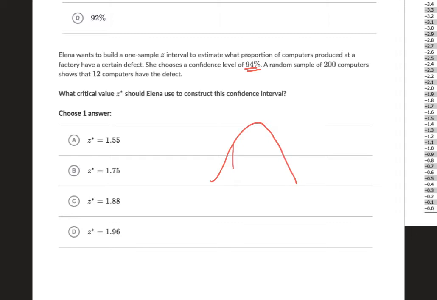If we're trying to calculate a 94% confidence level, that means this area in the middle is 94%. And if that's 94%, that means I have 6% left to give to each side. Well, if I have 6%, I'm going to cut that in half to distribute it evenly, which means that this is 3% and this is 3%.